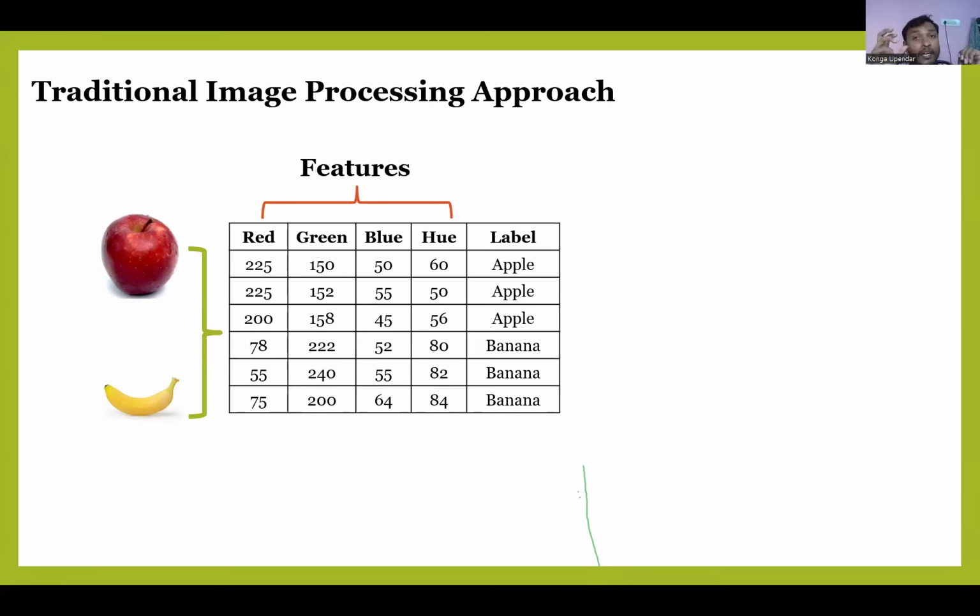Another problem is the lighting intensity. When you capture an image in a room, it looks different than if you capture the same image outside. So there is a problem, because the color and pixel intensity values are strongly affected by the illumination intensity. If you go for the rule-based approach, some problems are there.